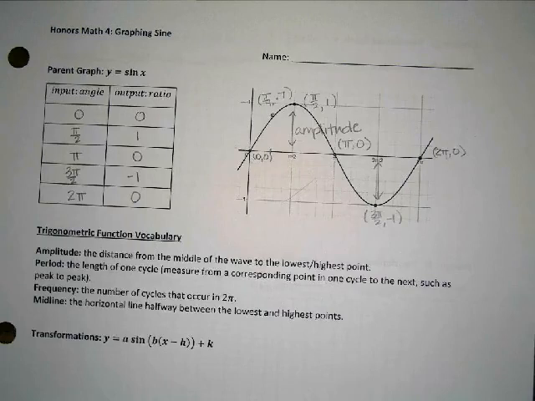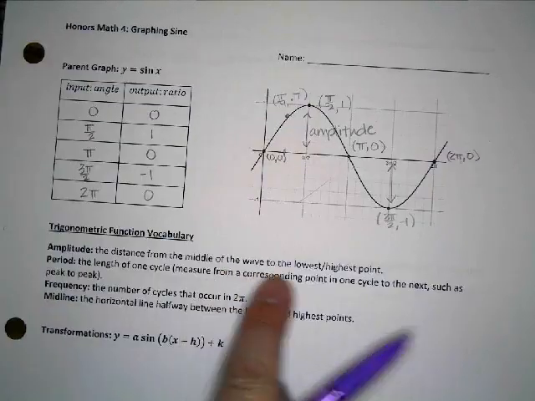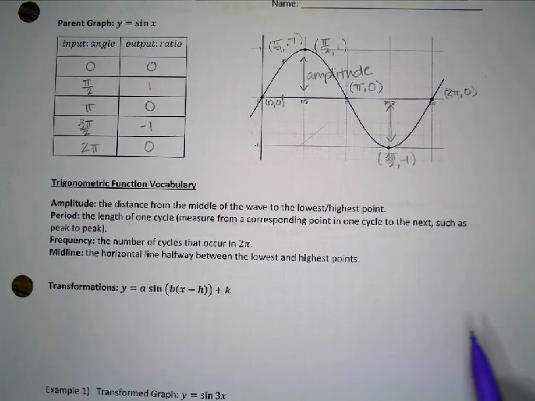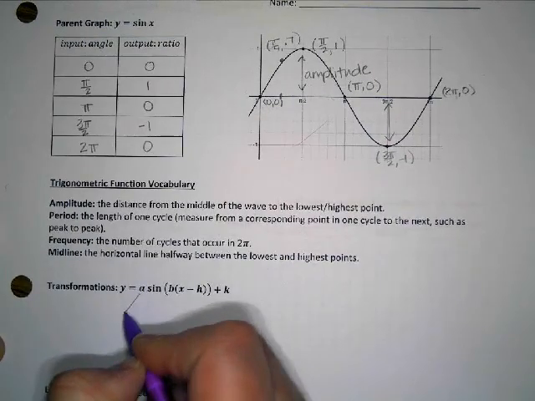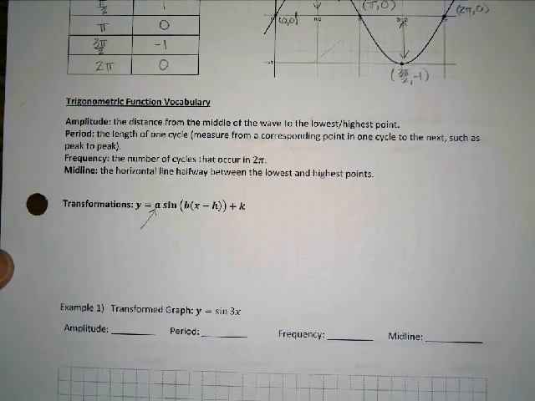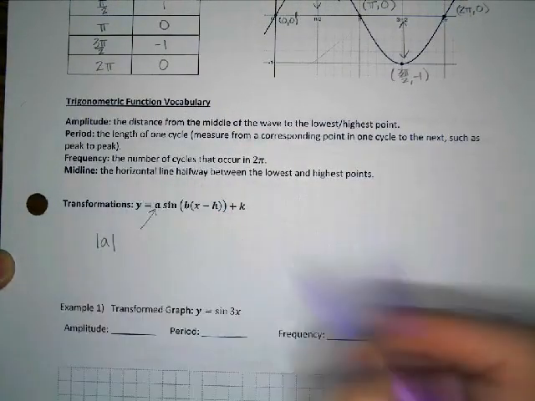So the amplitude is the distance from the middle of the wave to the lowest or the highest point. That's what the amplitude is. For us, it's going to look like what we're used to looking for, which is where we look for the vertical stretch or compression. So A, the absolute value of A, not worried about if it's positive or if it's negative, the absolute value of A is our amplitude.